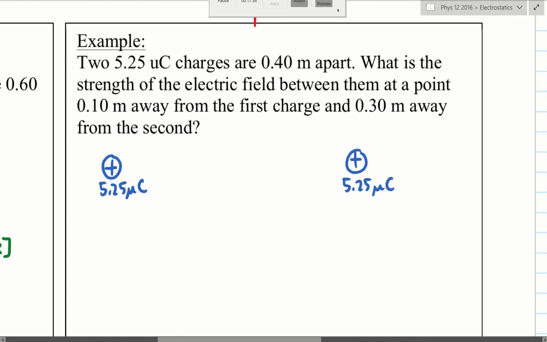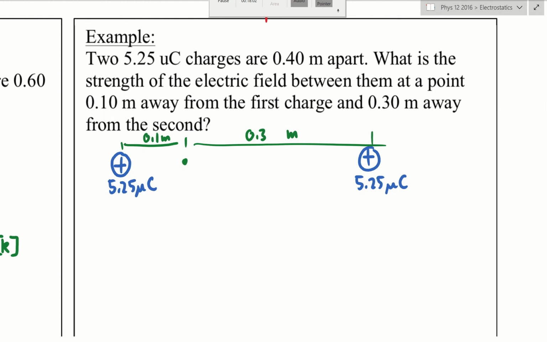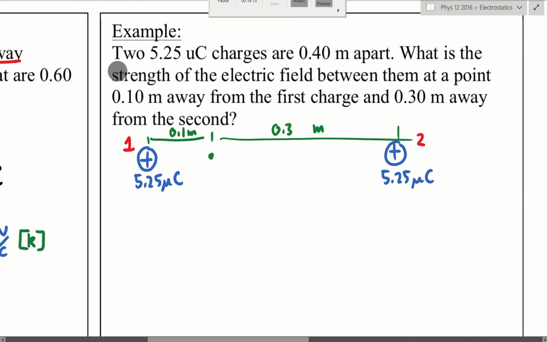5.25 microcoulomb. And what is the strength of the electric field between them at a point 0.1 meters away from the first charge? Okay, so this time we are not in the middle. We are right here. So this location is 0.1 meters from the first charge, so 0.1 meter, and 0.3 meters from the second charge. Okay, now again, we're going to label them. Charge 1, charge 2, charge A, charge B, whatever you want it to be, right? So let's say this time we use charge 1, charge 2. So charge 1 is on the left, charge 2 is on the right. Okay, so we have a label.